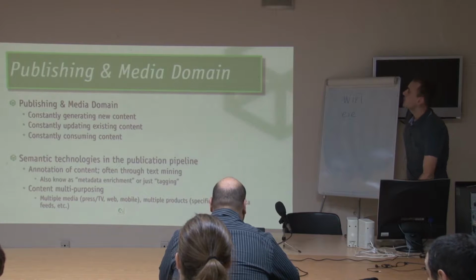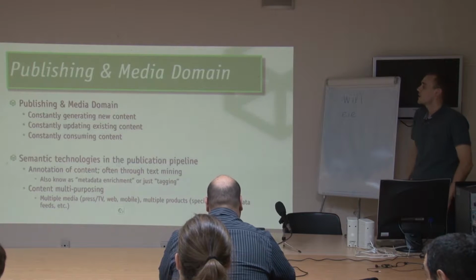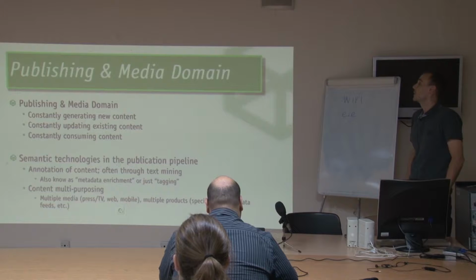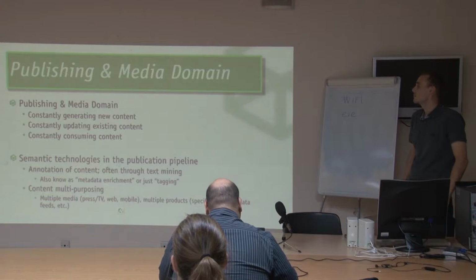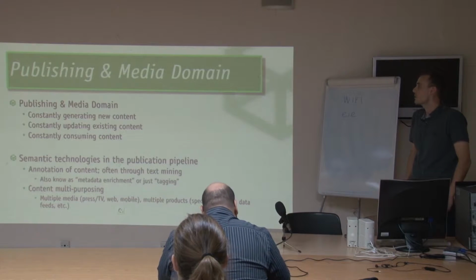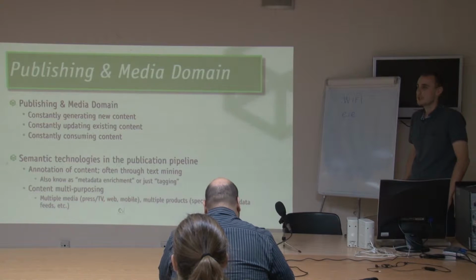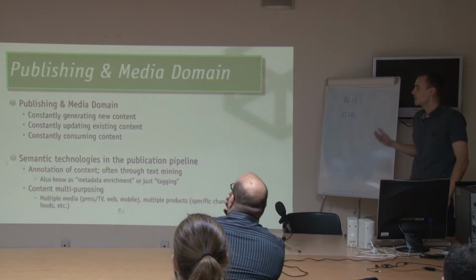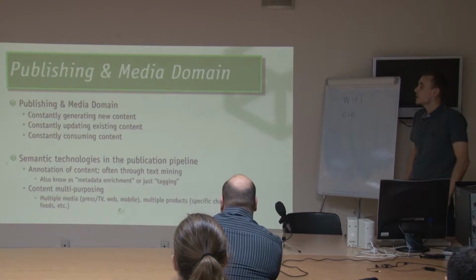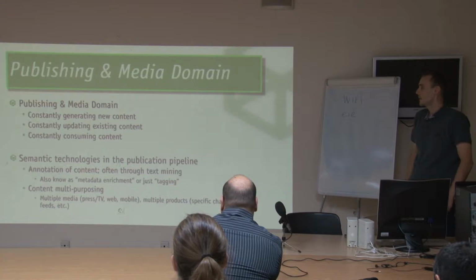So in general, the publishing and media domain can be characterized by the following features. It constantly generates new content, which means there is constantly news being annotated or edited. It constantly updates existing content. As I mentioned, it is edited or removed, and the end users are constantly consuming that content, always reading news, browsing, or searching.